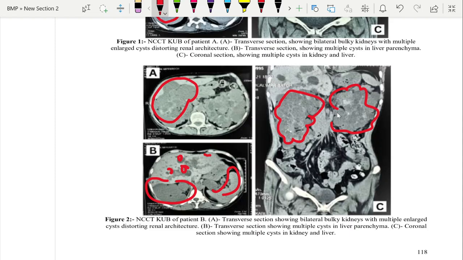Then how is it publishable? We got these interesting images. Now look at the theory. The most common extrarenal site in ADPCKD is the liver. But this much big liver involvement is associated with a particular gene, and involvement of the liver cysts is an important finding in this patient.